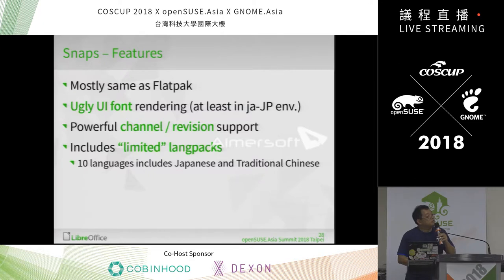Snap has powerful channel and revision support, so it is worth considering. It includes a limited language set, like Flatpak, only 10 languages. It includes Japanese and traditional Chinese, but no simplified Chinese or Indonesian, maybe Korean, not Korean. I think maybe they cannot find the system UI font, and with the limited language pack, it's not for usual usage in the openSUSE environment.